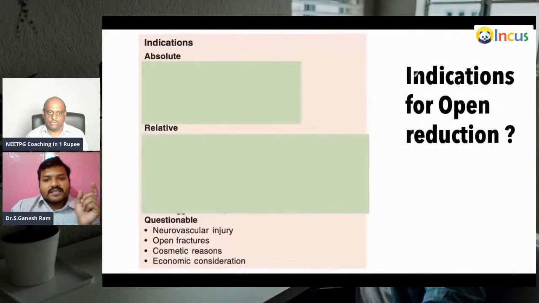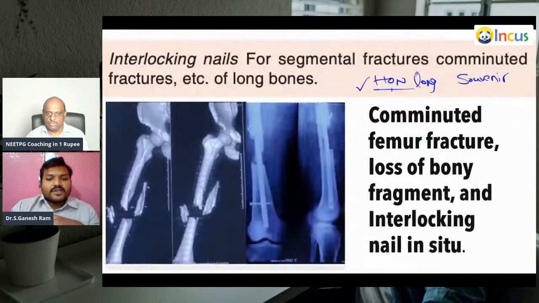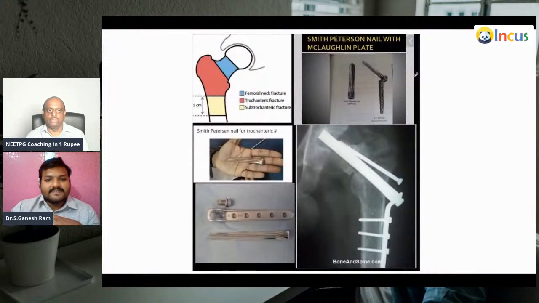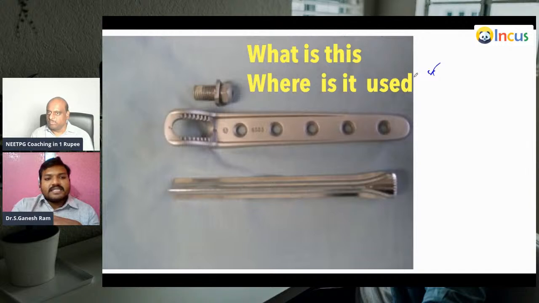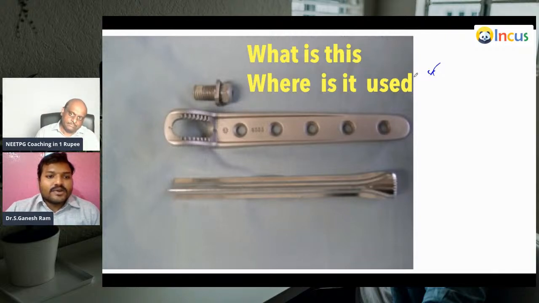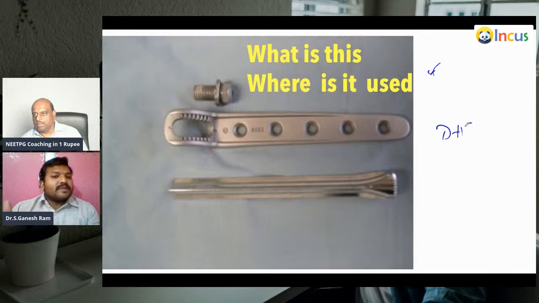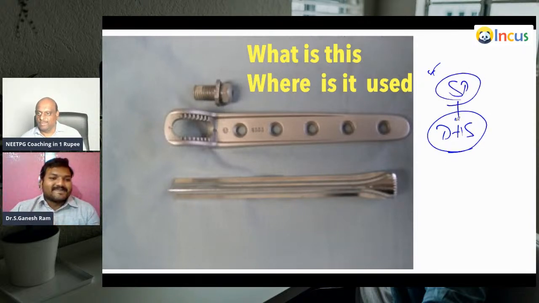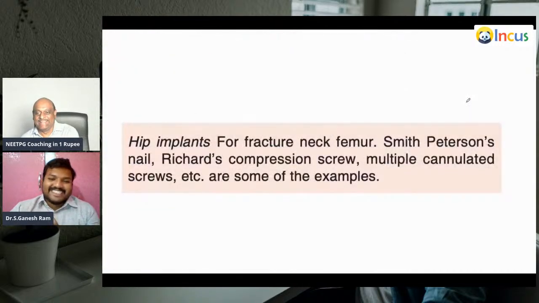This is mostly used in either neck of femur fractures or intertrochanteric fractures. Here the McLaughlin plate is attached to the shaft and the nail is passed through the neck so that the fracture is kept in position. Today it is not that commonly used, doctor? No, it is not. Today the advancement of this is called the dynamic hip screw. I see, DHS. That is the most commonly used. This is very much outdated. Actually, I have not seen this. I've never seen this.